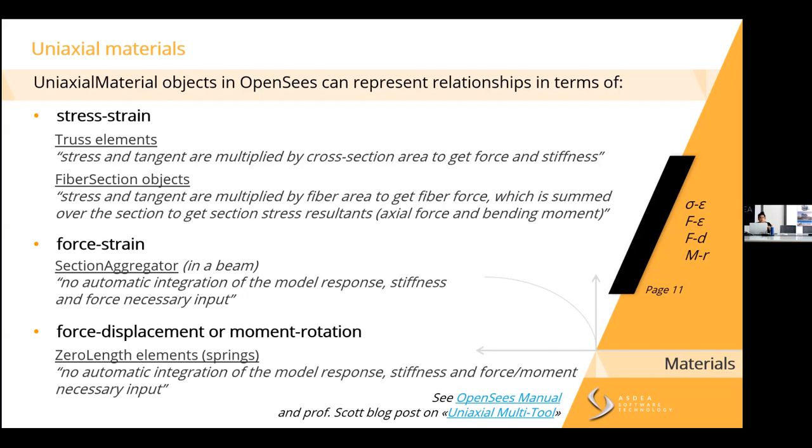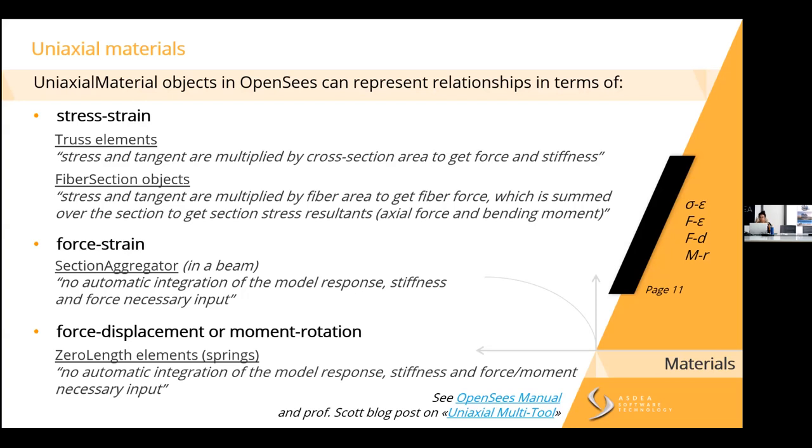For example, for truss elements and fiber section objects, the uniaxial materials represent a stress and strain relationship. So in the calculation inside OpenSees, stress and tangent are multiplied by the cross-section area of a truss or the fiber area to get the force, which, for example in the fiber section, is summed over the section to get the section stress resultant.